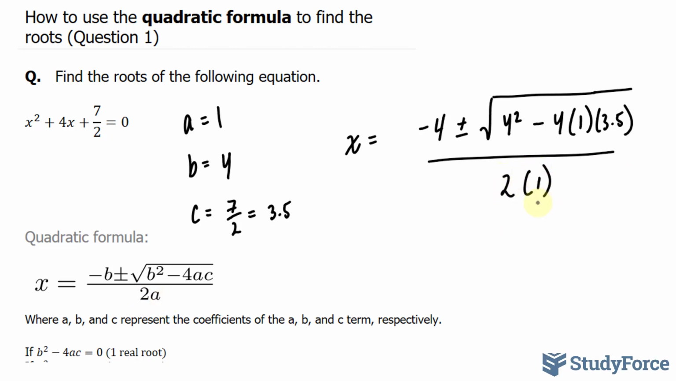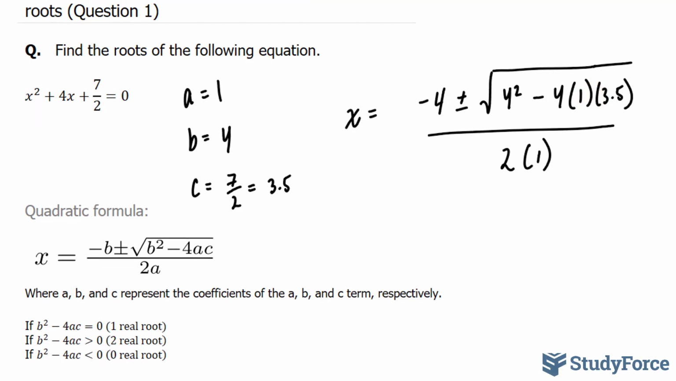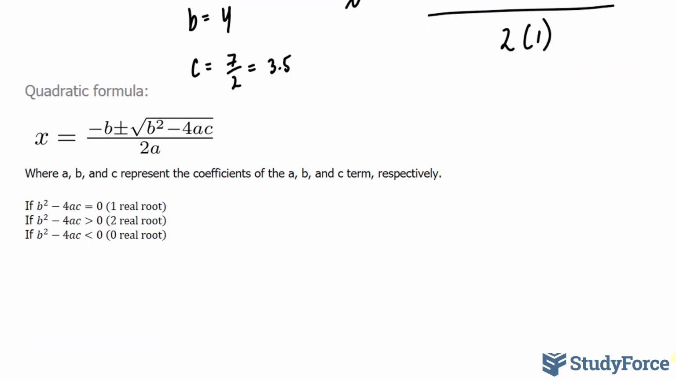Notice the brackets again. Now this part of the quadratic formula actually has a name. It's called the discriminant, and it tells us some important information. That information is shown below, where if b squared minus 4ac is equal to 0, you end up with only one real root. If it's greater than 0, you get 2 real roots. And if it's less than 0, you get no real roots. So just keep that in mind.